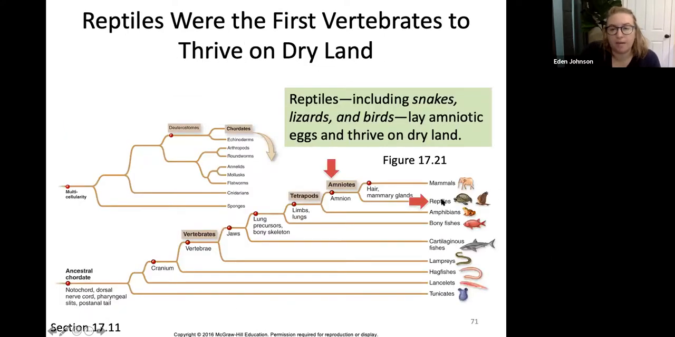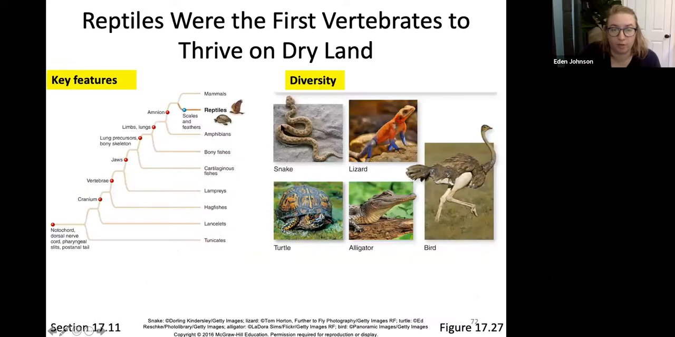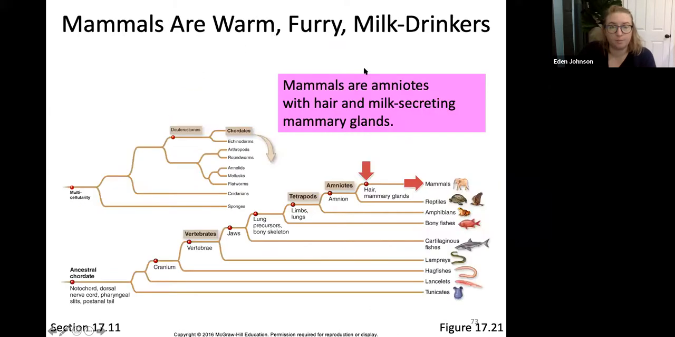All right, so let's talk about reptiles specifically. Reptiles, including snakes, lizards, and birds, lay amniotic eggs and thrive on dry land. They don't have to have that tie to water in order to reproduce. So reptiles have scales and feathers. They have an amnion, limbs, lungs, bony skeletons, jaws, vertebrae, cranium, and all of those ancestral chordate features. Okay, diversity includes snakes, lizards, turtles, alligators, and birds. All different kinds of birds, a bird like a cardinal and a bird like an ostrich. It's crazy. So they're the first vertebrates to thrive on dry land, which is important.